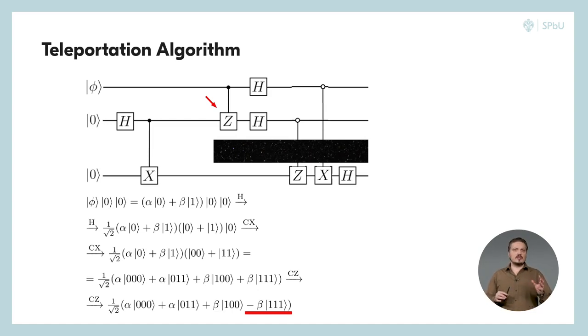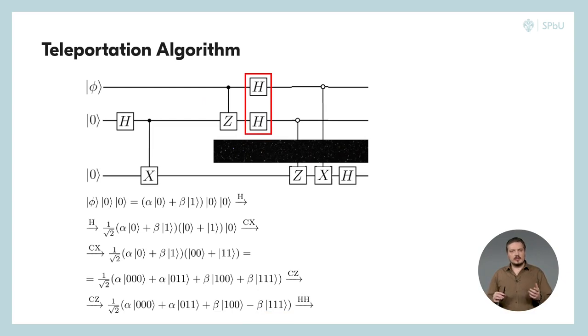For the sake of clarity, I open brackets and then apply CZ. The CZ operator is very gentle. It only changes the sign of one vector, that has both first and second component in the state 1. So now the state of 3 particles is entangled. They are in some sense connected. However, the particle number 3 is very far away.